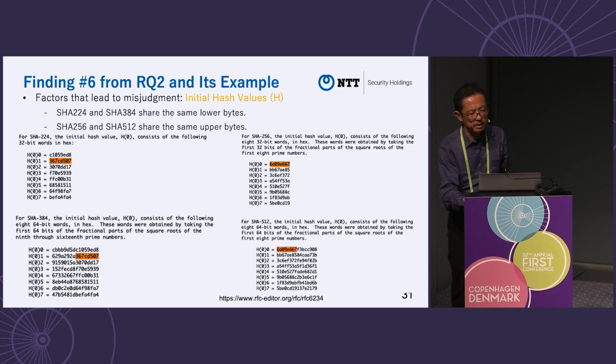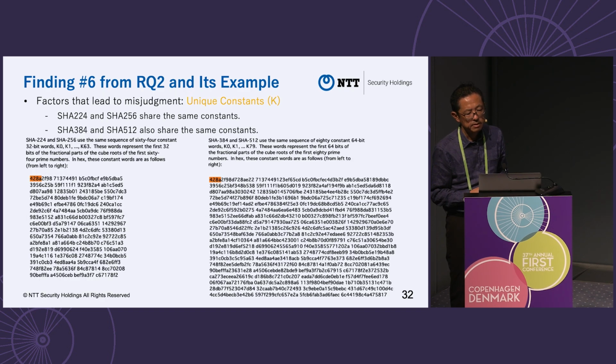I will explain the next slide, about the initial hash value H. SHA-224 and 384 share the same lower bytes, and also 256 and 512 share the same upper bytes. Also, about the unique constant K: 224 and 256 share the same constant, and 384 and 512 also share the same constant. Yeah, it is specific.